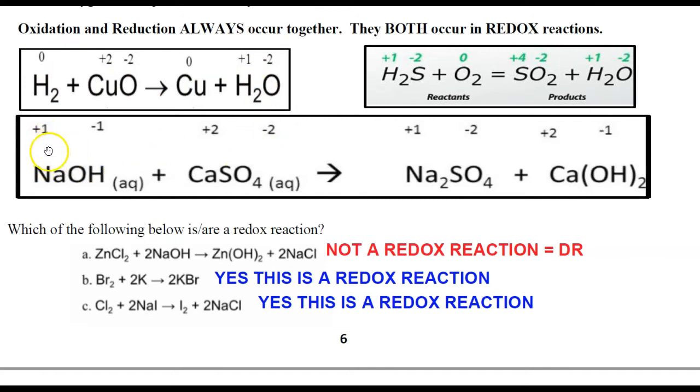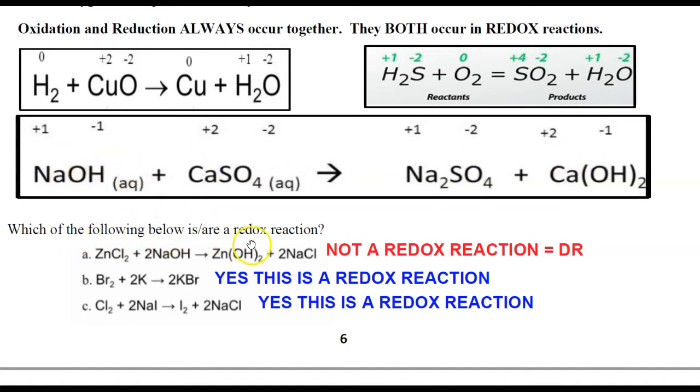As opposed to this one where sodium's +1 before, it's still +1 after. The hydroxide's -1 before, still -1 after. Calcium +2, +2, and sulfate -2, -2. So because there are no changes, then this is actually not considered a redox reaction.